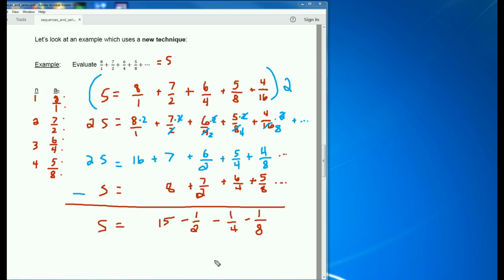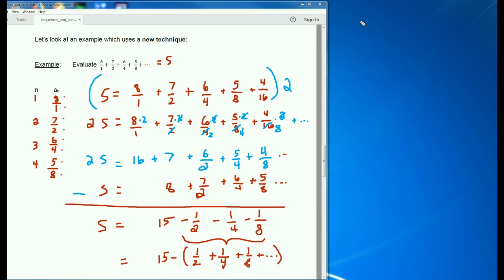Okay. All right. So did you see what just happened there? Because what we have now is, well, just this constant out in front, but what we have here now is just a purely geometric series. And we can make it even easier by saying, well, let's just do this. 15 minus parenthesis 1/2 plus 1/4 plus 1/8 plus all the rest of them.